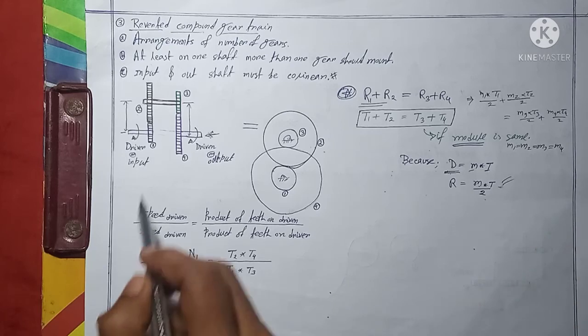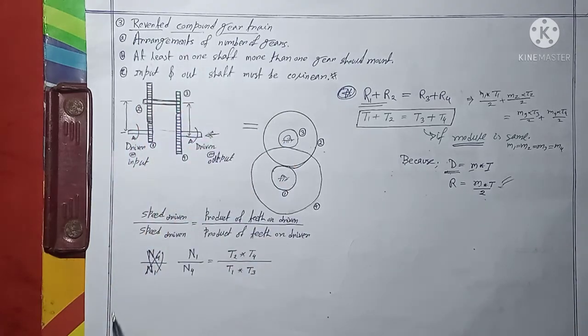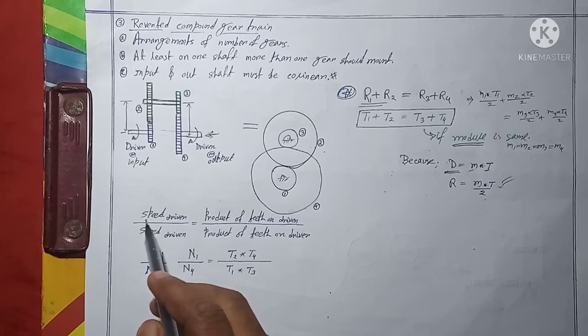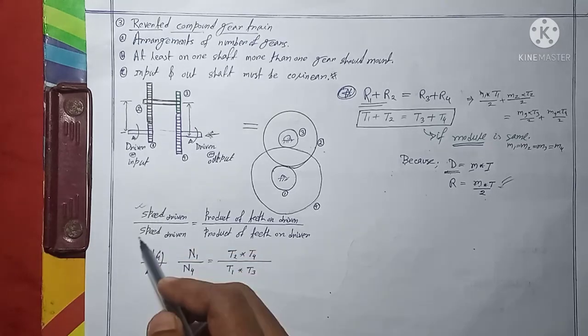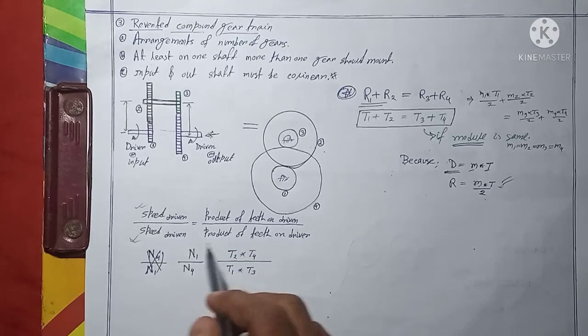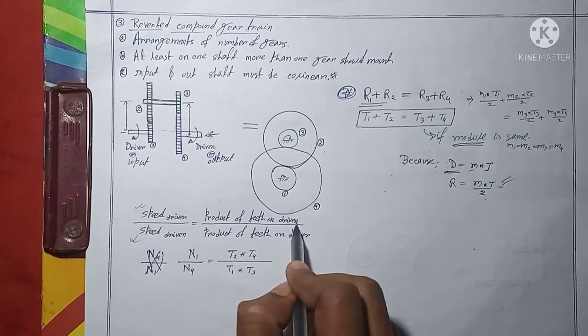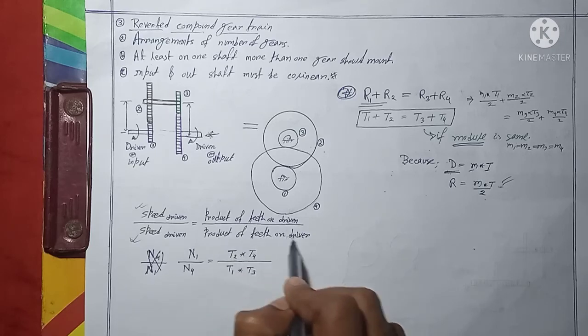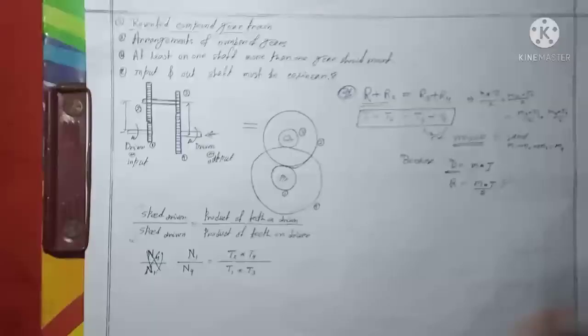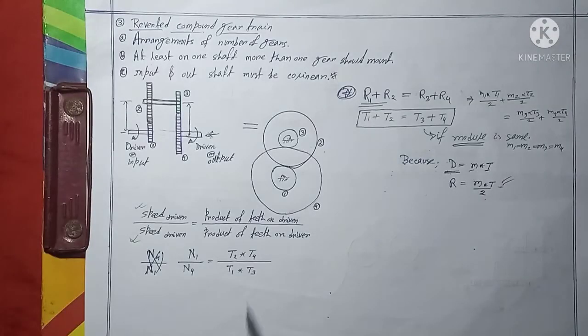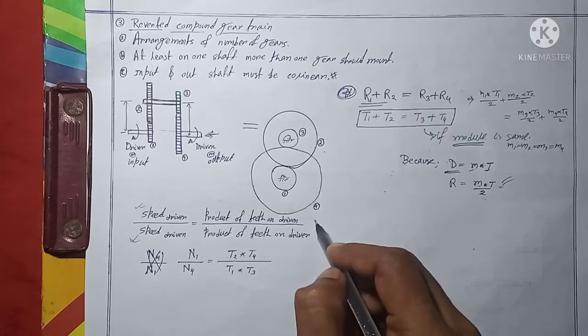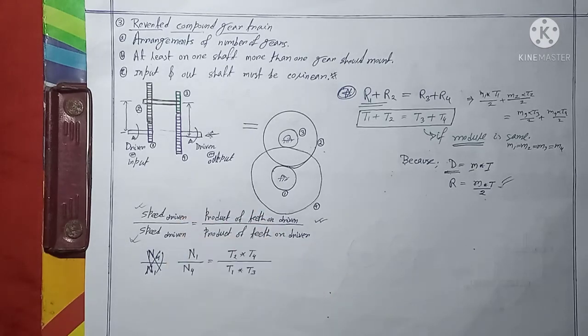Now the next one is the reverted compound gear train. I already told that whatever properties a compound gear train should contain, all those properties must be here. This means the speed of driver by speed of driven must be equal to the product of teeth on driven by product of teeth on driver, which I already wrote in the case of the compound gear train. Now try to correlate whatever I wrote here with this schematic diagram.